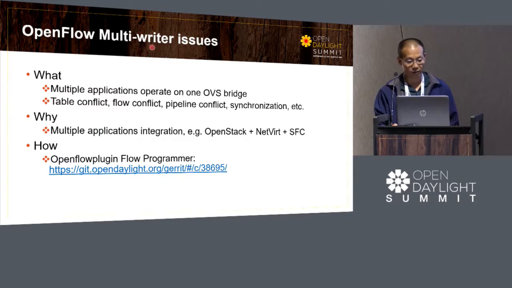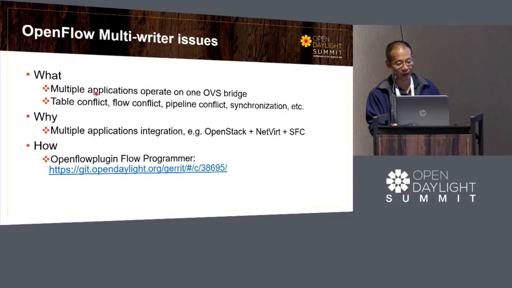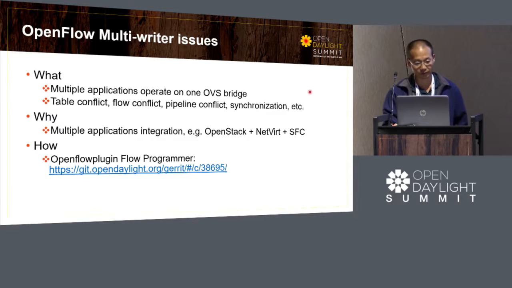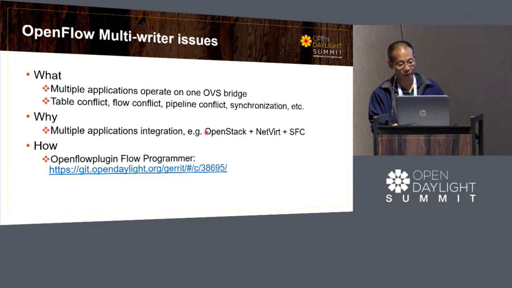What are OpenFlow multi-writer issues? Because we need to integrate multiple OpenDaylight applications in one system, multiple applications will operate OpenFlow tables on one OVS bridge. So you will encounter table conflict, flow conflict, pipeline conflict, and write operation synchronization issues. Why didn't we realize this before? Because every application just ran alone. But when we integrated NetVirt and SFC, we encountered these issues.